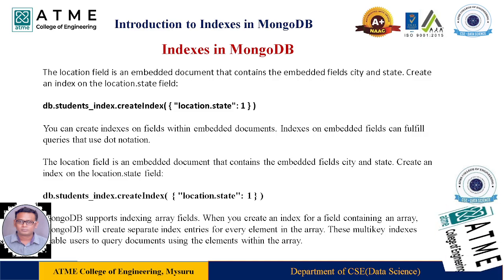So basically, MongoDB supports indexing array fields. When you create an index for a field containing an array, MongoDB will create separate index entries for every element in the array. So these multi-key indexes enable users to query documents using elements within the array.